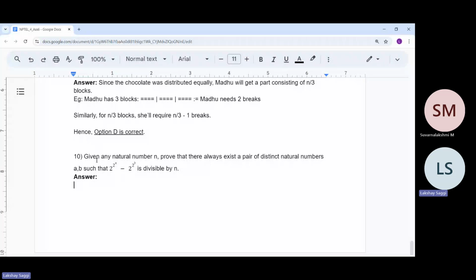So the last question says that given any natural number n, prove that there always exists a pair of distinct natural numbers a, b such that 2 to the power 2 to the power a minus 2 to the power 2 to the power b is divisible by n.